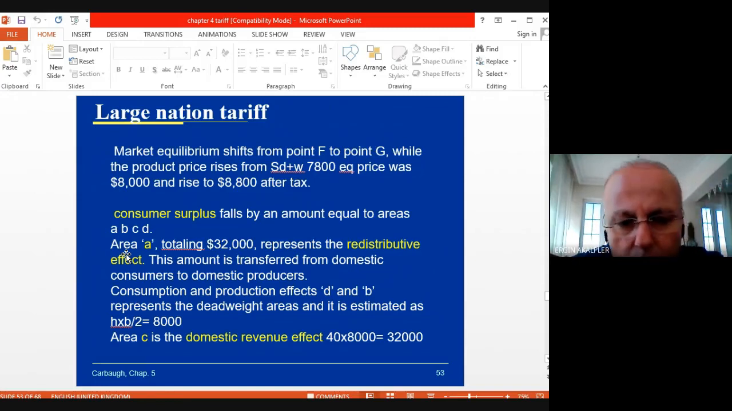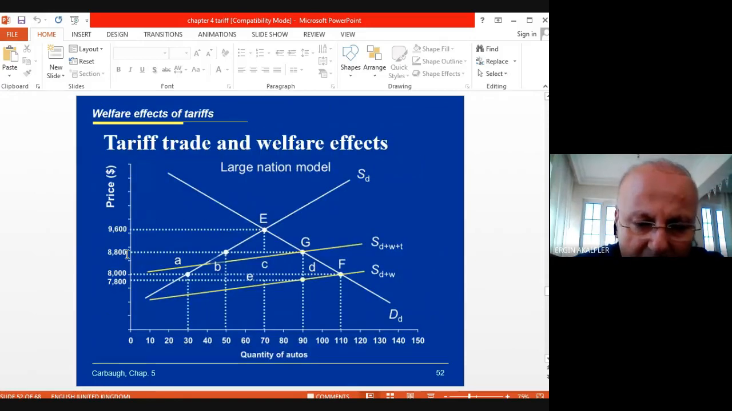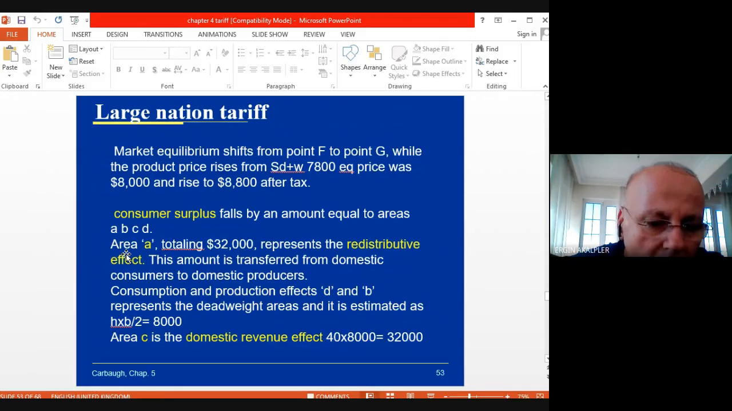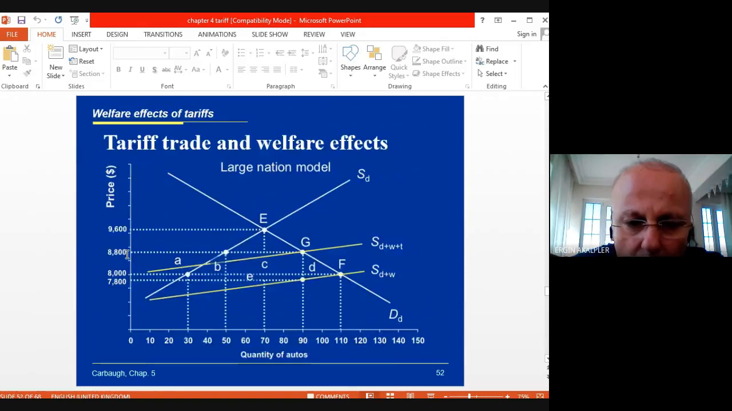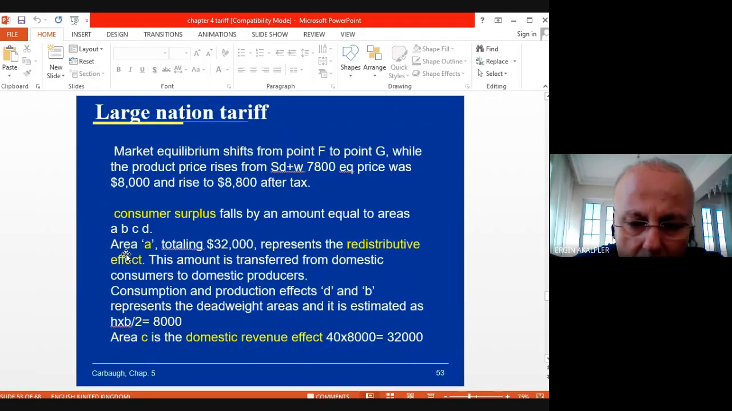And the consumption and production effects are again B and D here, these triangles, which are calculated with base times height divided by 2. This is, of course, a right angle calculation from your mathematics. And the area C is the domestic revenue for the government, 40,000. 40 multiplied by 8,000 is 32,000. This 32,000 is going to be the government revenue.